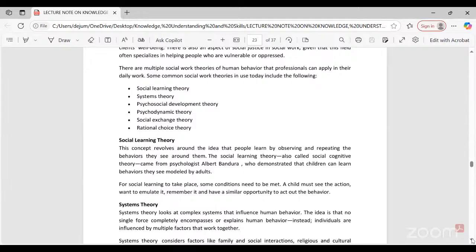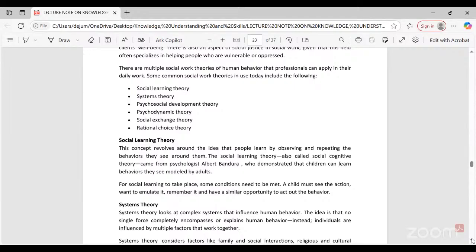For social learning to take place, some conditions need to be met. A child must see the action, want to emulate it, remember it, and have the similar opportunity to act out the behavior. Do we understand social learning theory? You must have seen it several times. You must have done the same thing. But you may not have known then that it was called social learning theory in social work. But now do we understand it?